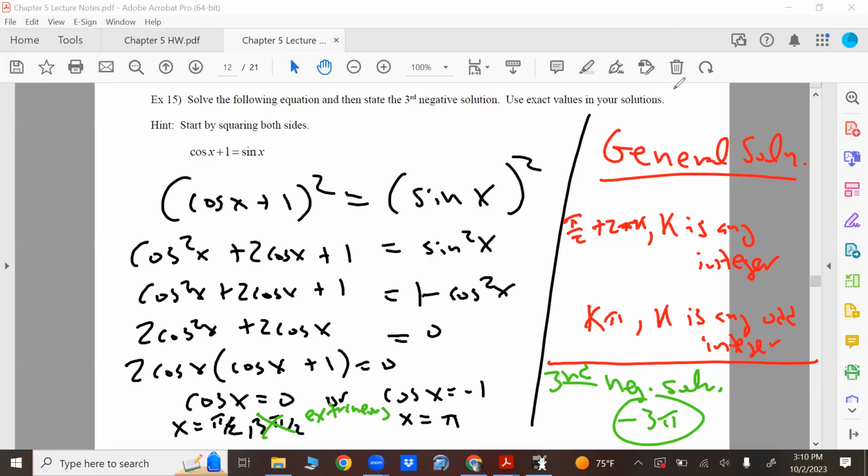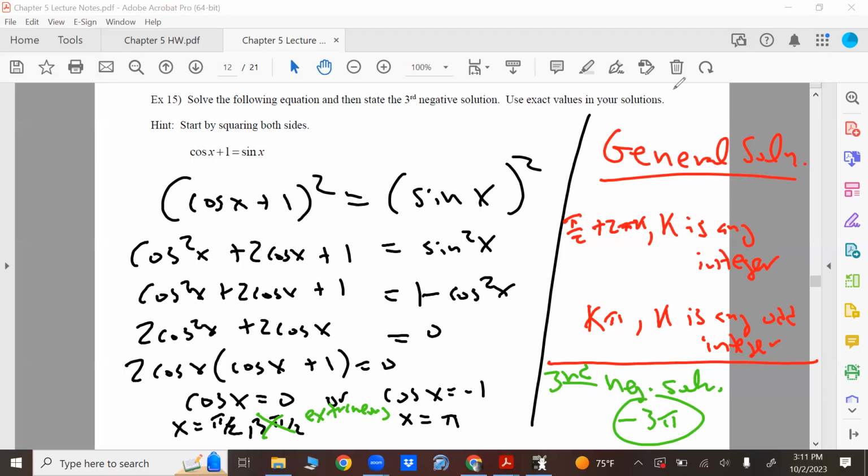But you do have to check to make sure it satisfies the original equation. Because we squared both sides, the opportunity for extraneous solutions arises. Because when we square things, they stay positive, right? So pi over 2 is okay, because cosine of pi over 2 is 0, 0 plus 1 is 1, and sine of pi over 2 is 1. 3 pi over 2 is not okay. Sine of 3 pi over 2 is negative 1. Cosine of 3 pi over 2 is 0, plus 1 is not equal to negative 1. That's extraneous. Pi is okay, that's 0, and it's going to be 0 as well. So you only have these two answers.